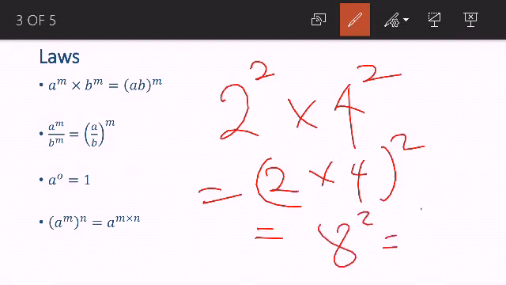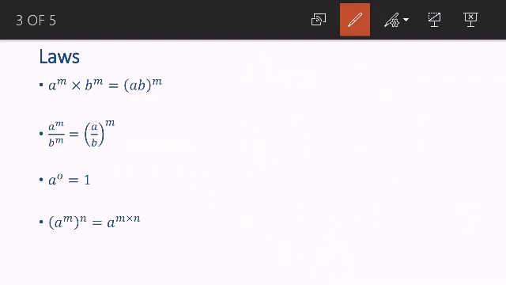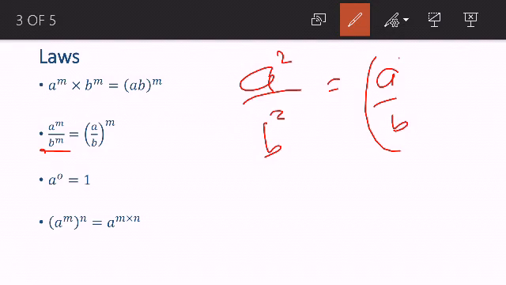We have 8 raised to power 2, which is equal to 64. The next rule is that when two numbers having the same power divide, then they have a common power. So if we have a raised to power 2 divided by b raised to power 2, it's the same thing as saying a over b all raised to power 2.